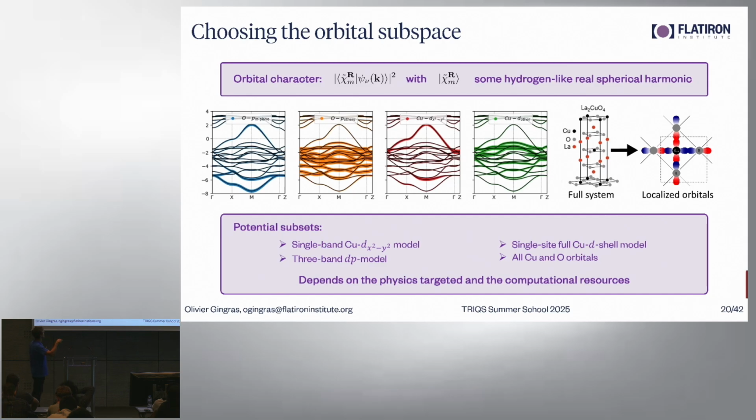One natural one is, okay, this one has sufficient weight. I can forget about everything else and just do a single band model of only the copper dx square minus y square orbital. So that would be using a Hubbard-like model, a one band Hubbard model, and saying that it can mimic the behavior of cuprates, something that is done a lot.